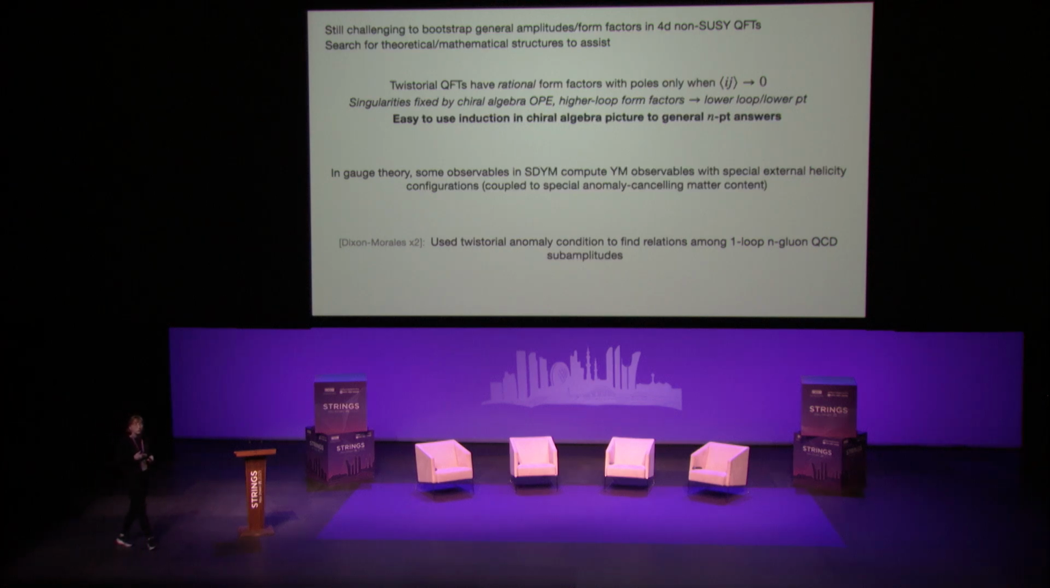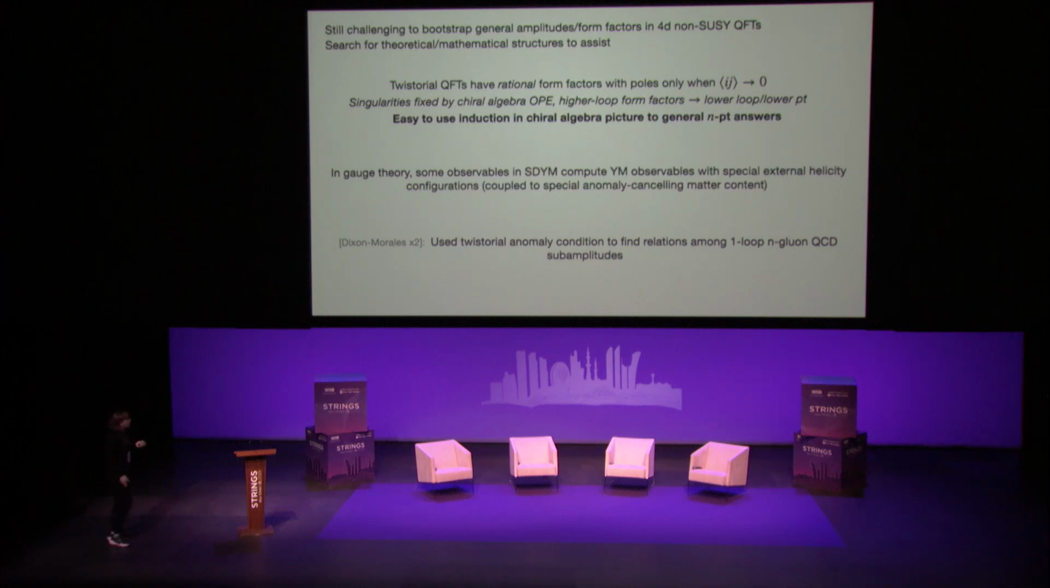And then in turn, the residues of those poles are themselves form factors, either at lower loop order or with fewer insertion points. So you can recursively simplify your problem, which is computationally, of course, very expedient compared to the usual hard work that you have to do for more general theories. And that again, is what we call this chiral algebra bootstrap program, this method for computing these things.